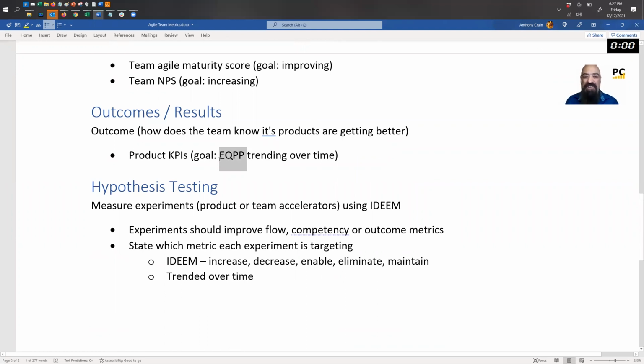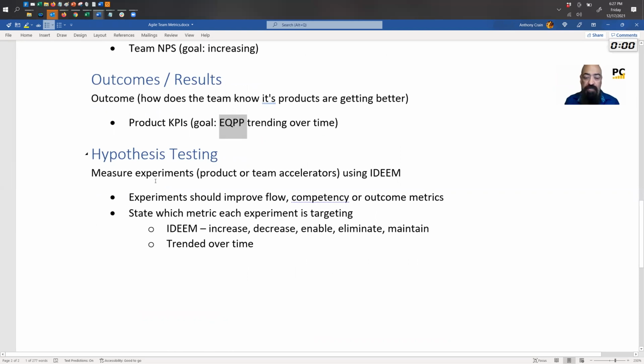I have an article on how to measure any product, and you trend over time engagement, quality, predictability, and productivity. If you Google TechBeacon Magazine and look for just TechBeacon Magazine Crain, you'll see all the articles I've written, including one. It used to be called QP, now it's EQPP, but the articles are largely helpful. And finally, the last piece of this, there's also another article at that TechBeacon site on hypothesis testing.